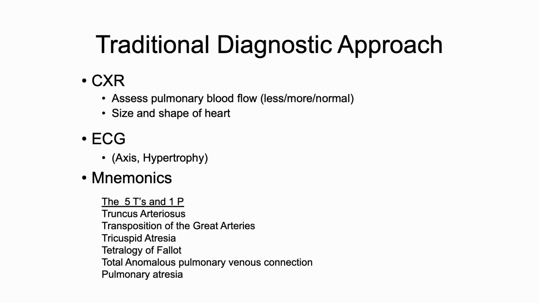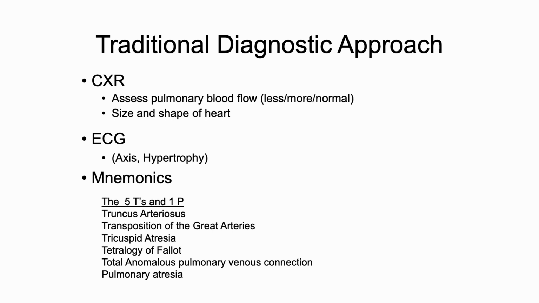So what has our traditional approach been to a baby who we consider to have central cyanosis? Chest x-ray. Assess your pulmonary blood flow. Is it less? Is it more? Is it abnormal? And look at the size and the shape of the heart. We've been taught to look at electrocardiograms, and based on the axis, we can draw some conclusions.